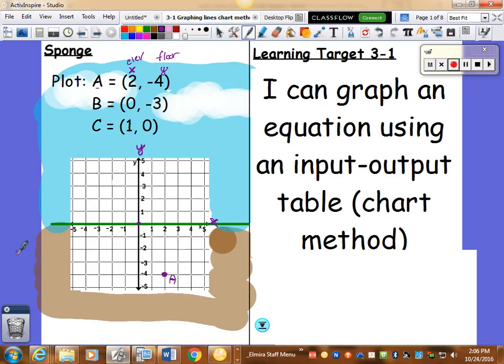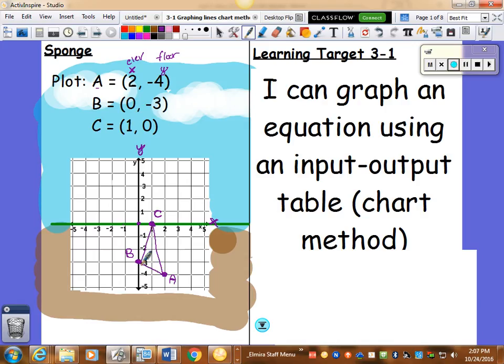0, -3. So 0 is the elevator number. So if I walk in the door, that's the first elevator I see. I'm not moving to elevator -1 or elevator +1. I'm walking straight in to the 0 elevator. And I'm going down to the 3rd floor. And that's B. C says 1, 0. So I'm going in the door, I'm going to elevator number 1, but I'm staying on the ground floor. So I'm just going to the elevator, I'm not getting in it and going anywhere, and that's point C.